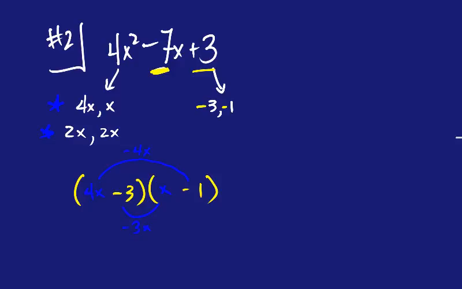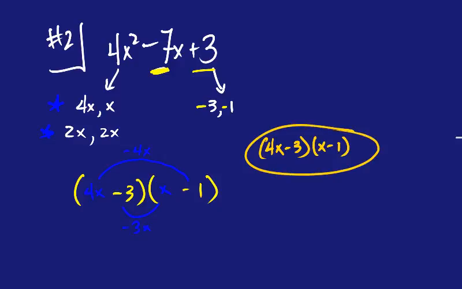Sometimes you'll get the right one, or sometimes you'll just have to keep trying and trying until you get the right one. And so our answer, the way we would write that, maybe not with all that mess in the way, we would just make sure that everybody knew that the answer was 4x minus 3 and x minus 1. And that's what we would go with. Okay, so I'm going to try one more, I suppose.